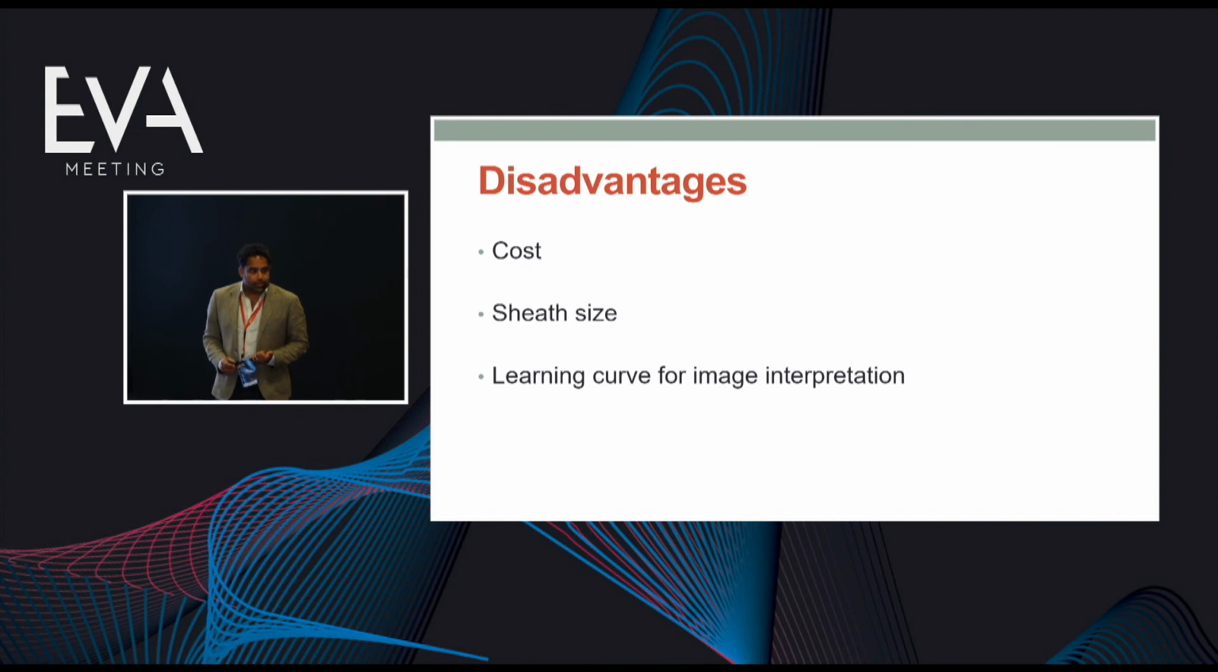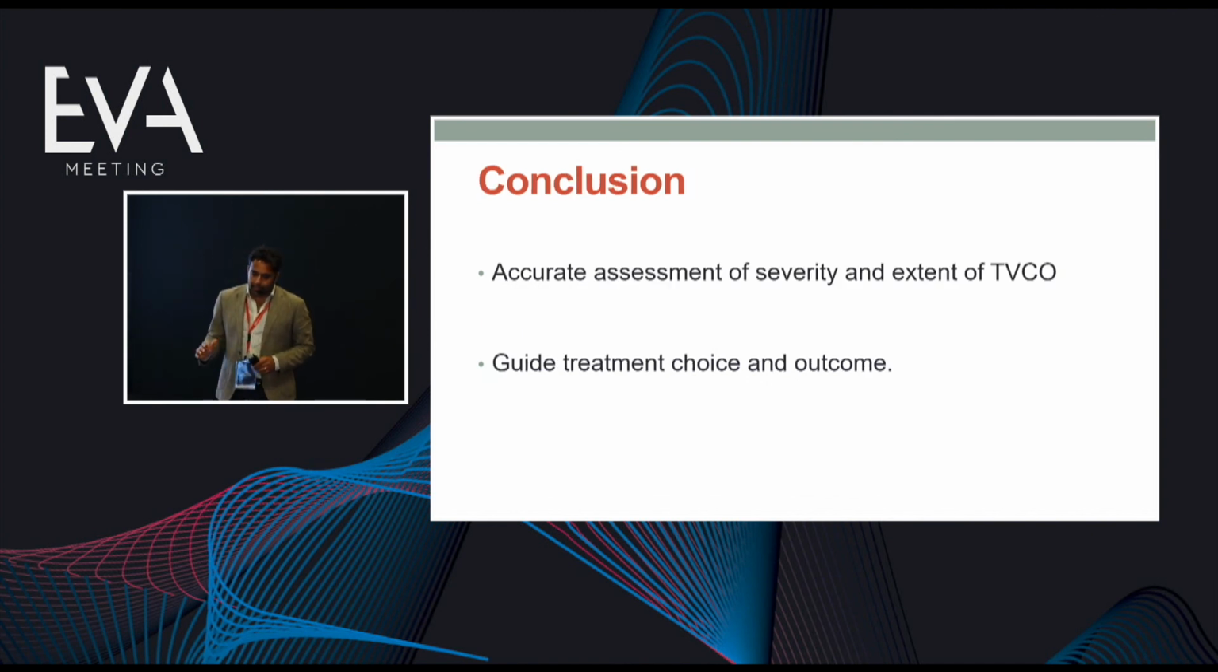There is a cost element to consider. One of the IVUS catheters is a 9 French device, the other is an 8 French device, so certainly the sheath size. And for sure, there is a learning curve in terms of getting used to looking at these images and interpreting them, but I think that is really not that much of a factor.